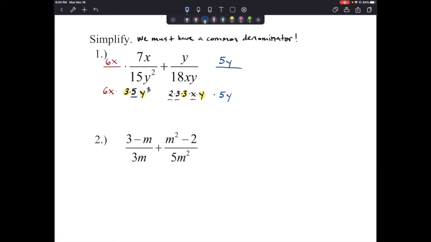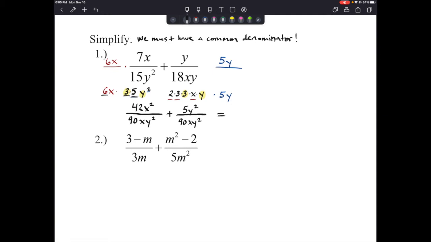6x times 7x is going to give us 42x squared over, when we multiply our numbers all together here, we've got 6 times 5 times 3. Well, 6 times 5 is 30, times 3 is 90. Xy squared plus, on the right side, we already know on the bottom here we should end up with a 90xy squared. And then on the top we have a 5y squared.